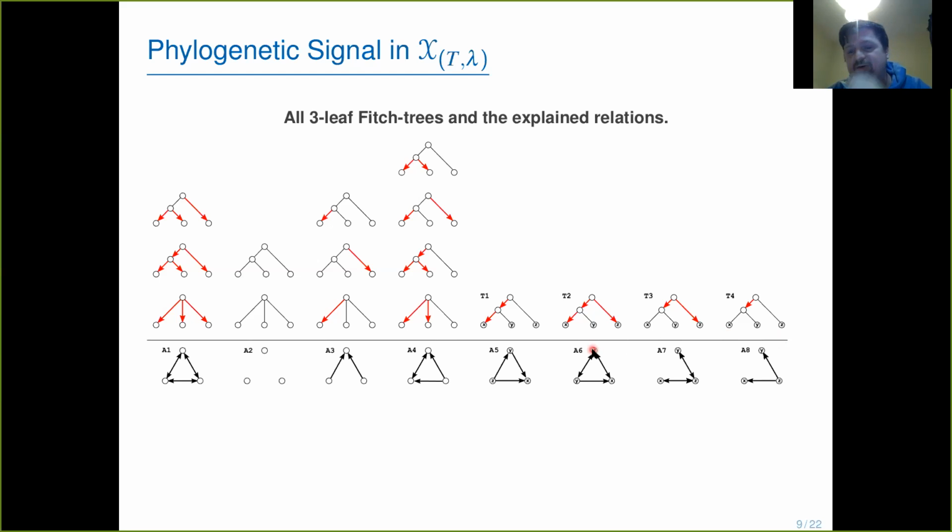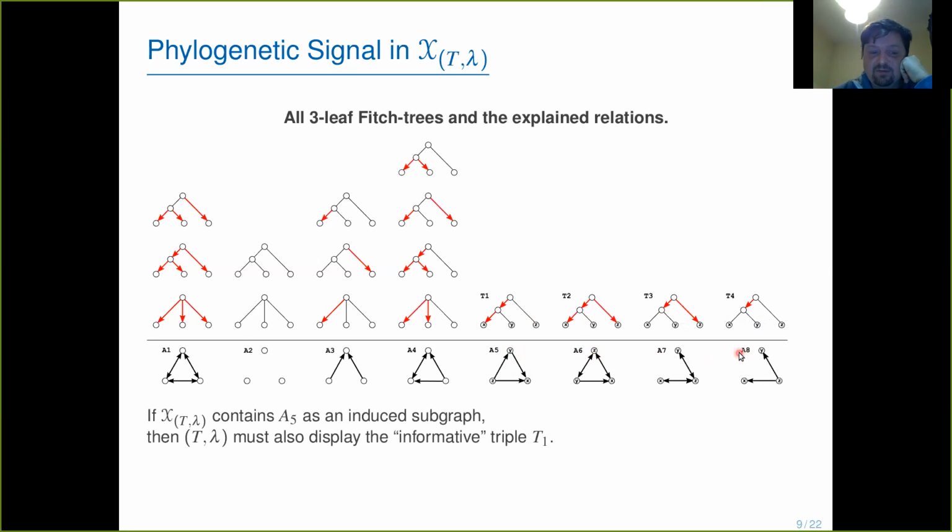Now there are precisely 4 trees... other way around. There are precisely 4 relations that are explained by a unique phylogenetic tree. And these are the relations A5, A6, A7, and A8. And this was the first hint that we got, and it's easy to see, right?